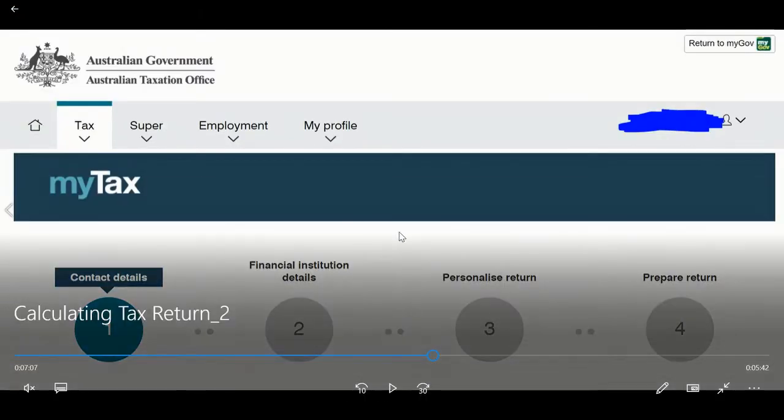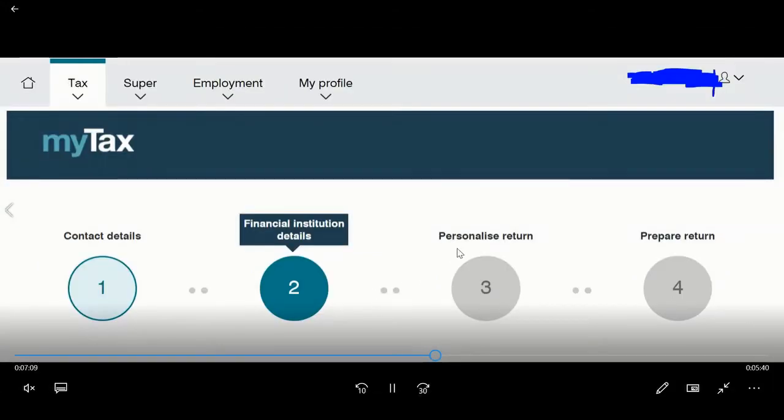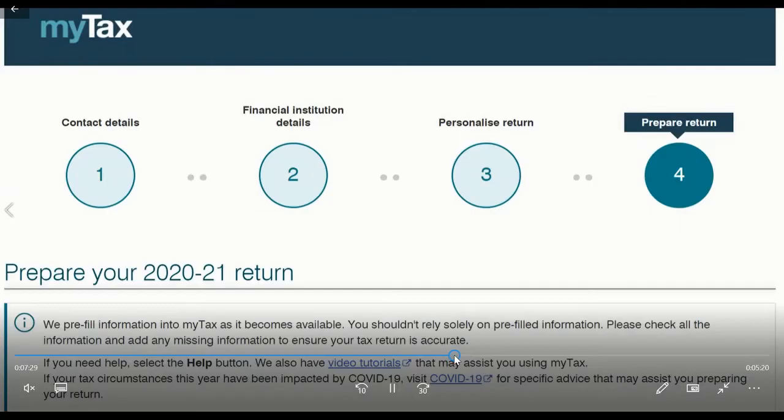Contact details, what you'll see. Sorry about skipping. Contact details, what this is. It's just how to contact you, your name, address, whatnot. Financial institution details, it's just your bank account. Personalized return, which is what we were going through earlier. And prepare return, this is where the juicy stuff is.